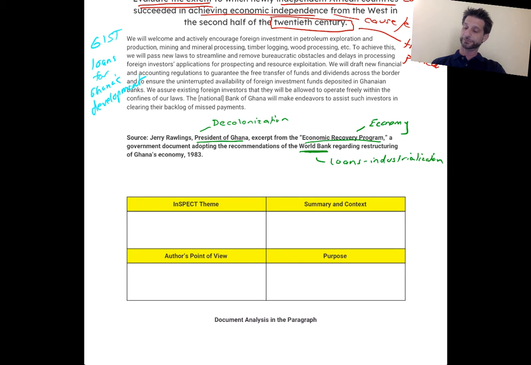Okay, so what's my inspecting? Well, there are 2 of them that I can get here. One is the economy, but the other is government, right? Okay, so they're establishing like government policies on the economy. So I got 2 things there. Also some things that are important.